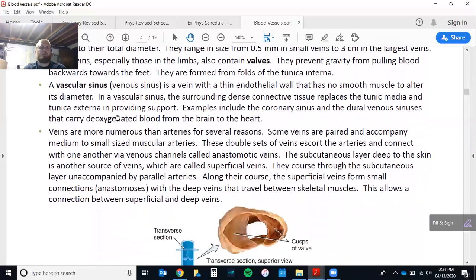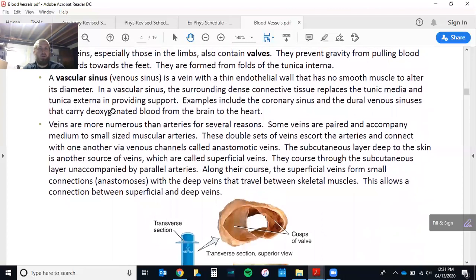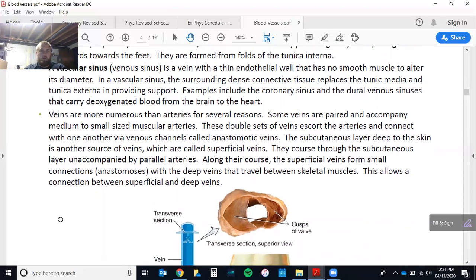In our last lecture, we talked about the coronary sinus. It's an example of what's called a vascular sinus or venous sinus, which is a vein with a very thin endothelial wall. It has no smooth muscle to alter its diameter. And so in a vascular sinus, the surrounding dense connective tissue replaces the tunica media and externa in providing support. Other examples would be the dural venous sinuses, which are up in our brain and carry deoxygenated blood back down from our brain towards the heart.